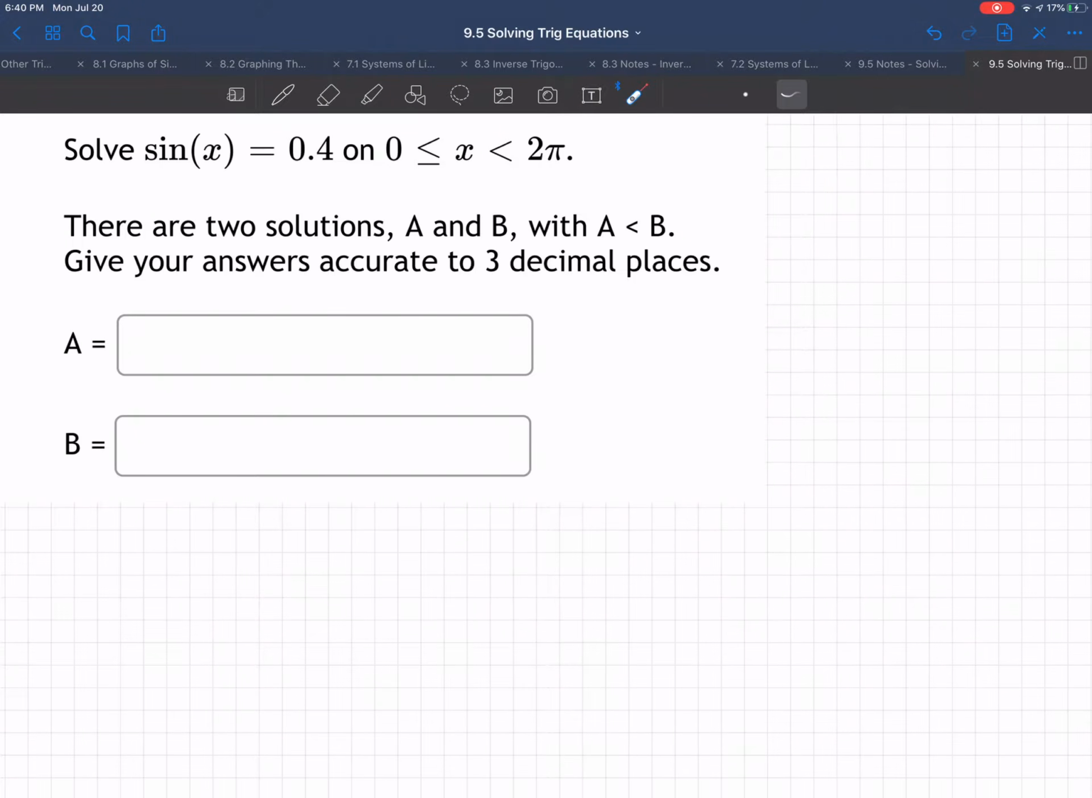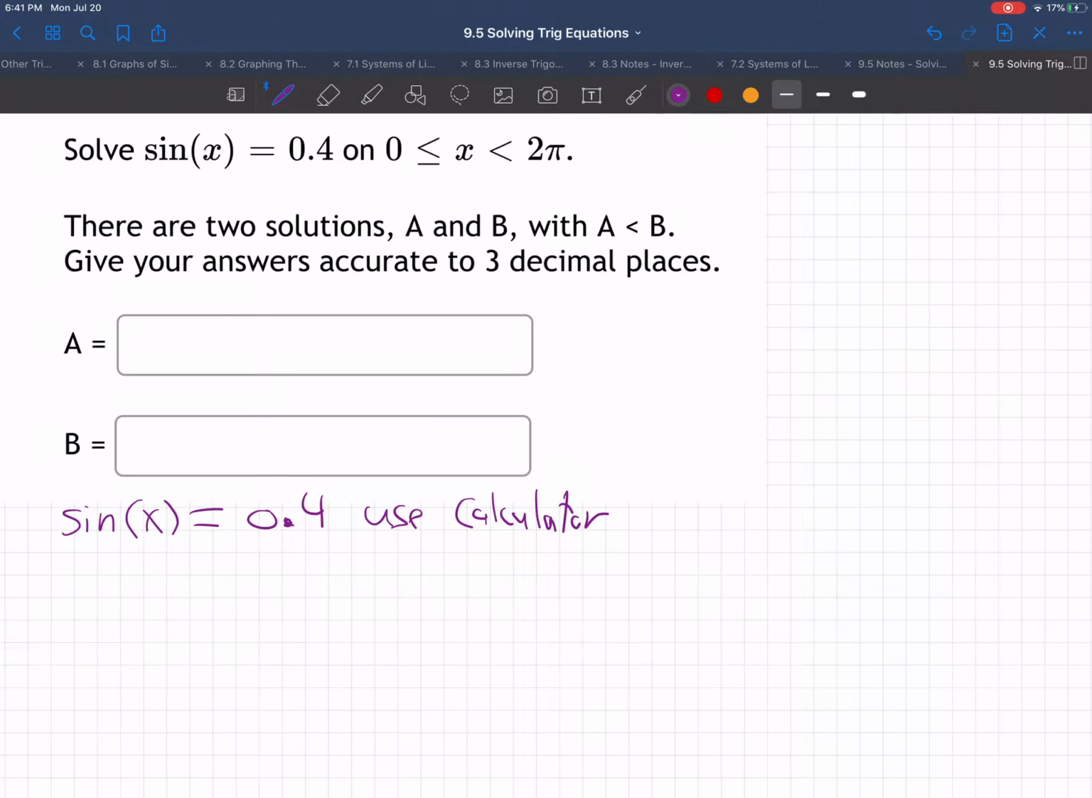On this one, we're trying to find the sine. Where's the sine of x equal to 0.4 on the interval 0 to 2 pi? And there's two solutions they're telling us. So how do we go about this? Let me bring it down here. The sine of x is 0.4. Well, 0.4, we must use a calculator, right? Because that's not on the unit circle.